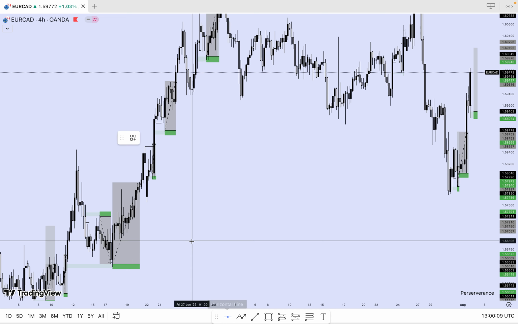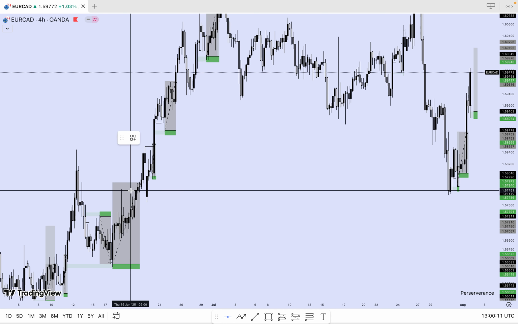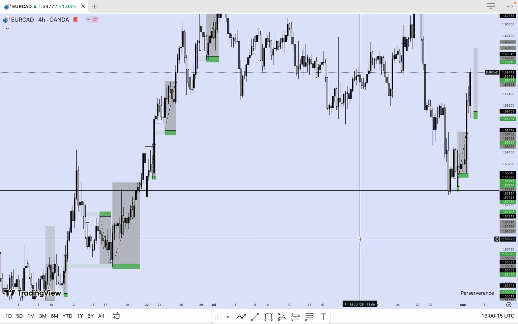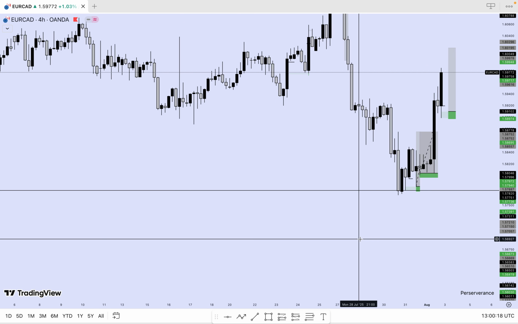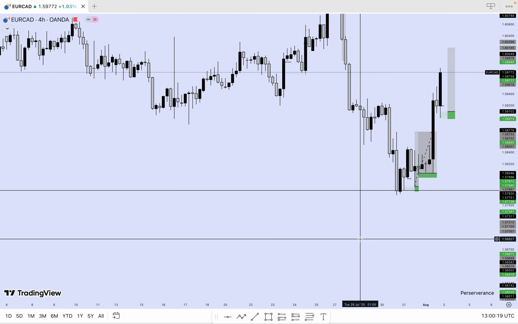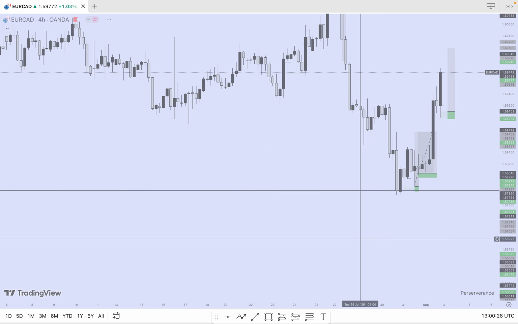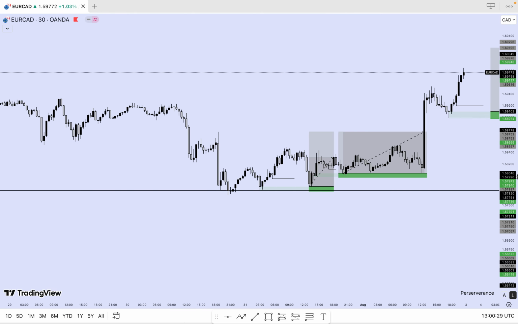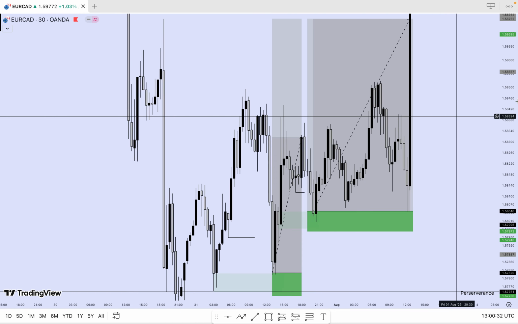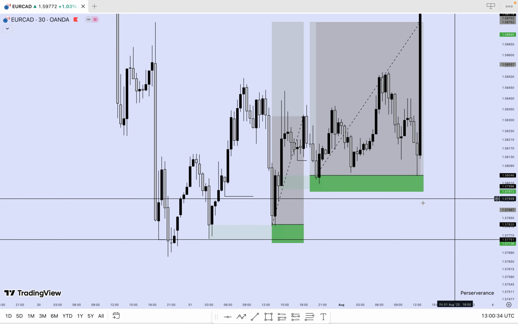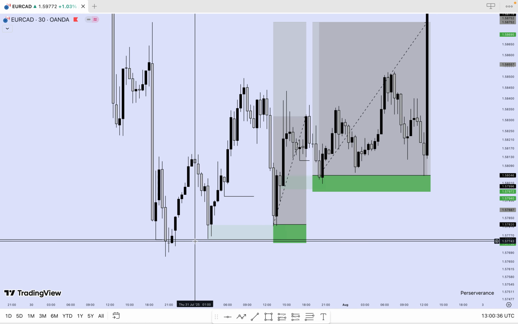And then price actually tapped into a 4-hour support level. Now when price is at this 4-hour support level, I'm not just going to drop in. I need to see my strategy pattern, which means the market structure, the liquidity, and the point of interest. Now if I go down to the 30 minutes time frame, that is what I will be looking for.